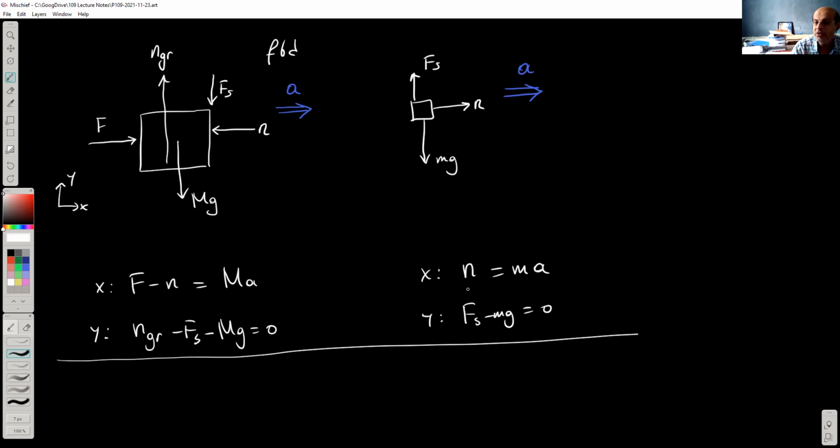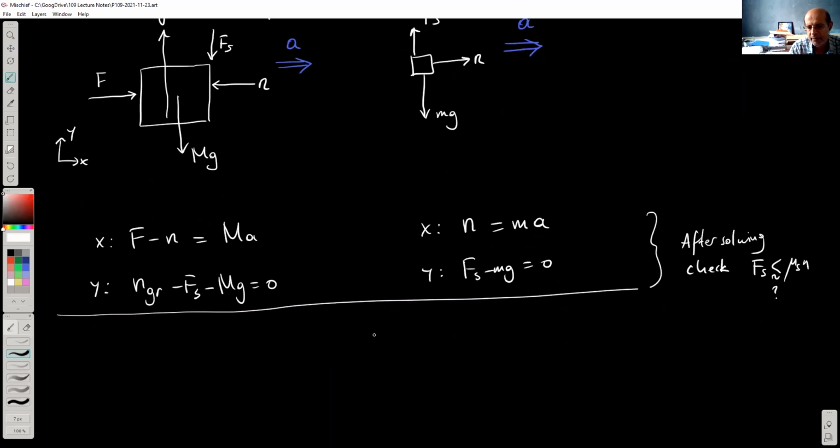In any case, we solve the problem first, and then we check, after solving, whether the static friction force is indeed smaller than mu s times n or whatever, okay? Just keep this in mind. So at this point, we don't say anything about the magnitude of the static friction force. So we can find what Fs is. Fs is equal to mg, so that's one of the unknowns.